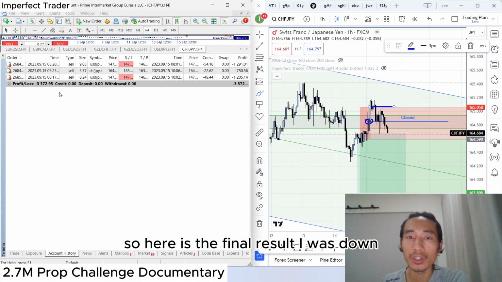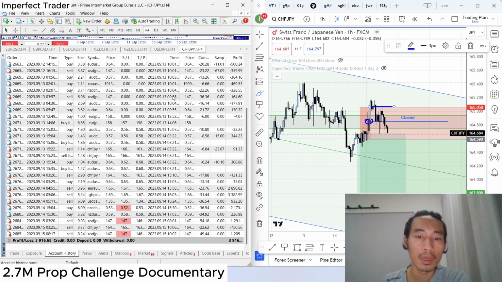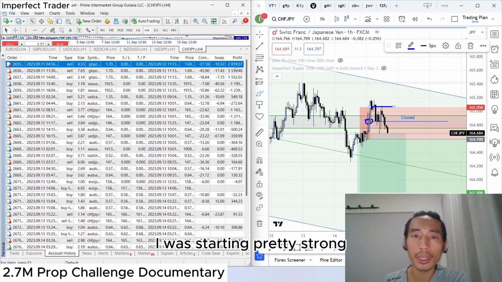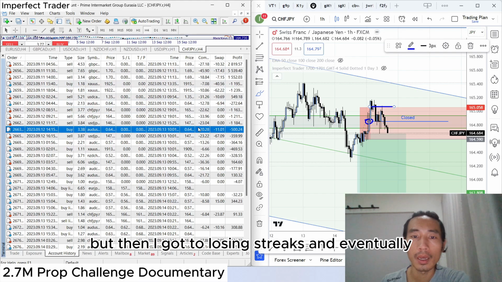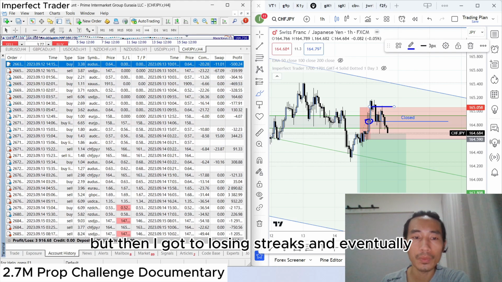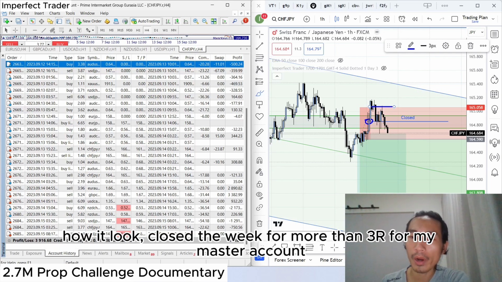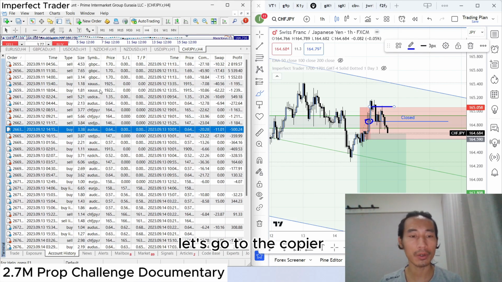So here is the final result. I was down around 2.5 or something. Yeah. So here is how the week looked. I started pretty strong, but then I got a losing streak, and eventually some slippage. And here is how it looked. I closed the week down more than 3 percent on my master account. Let's go to the copier.